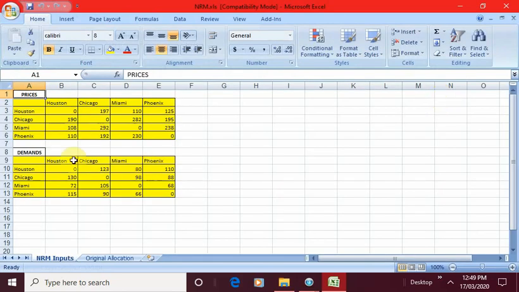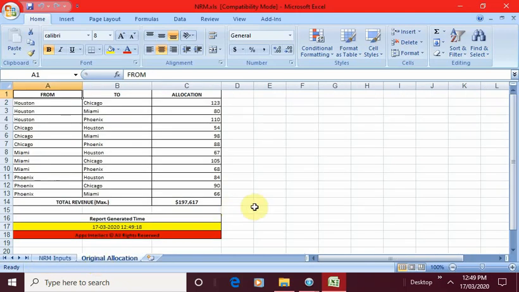So this was the data input by us. Initially on the first screen, the prices of the tickets and the demands were entered. This is a worksheet. This is the original allocation that we entered right now. So Houston and Chicago, this becomes the same, as I mentioned, because Houston is the hub, and here the Chicago to Houston numbers were changed, and then Miami to Houston was changed, and then Phoenix to Houston were changed.